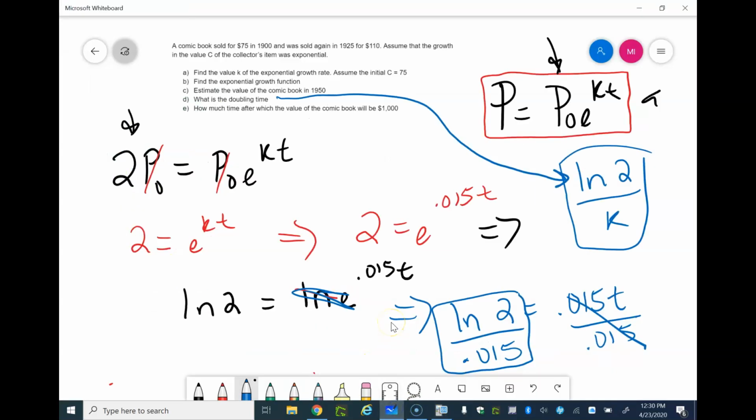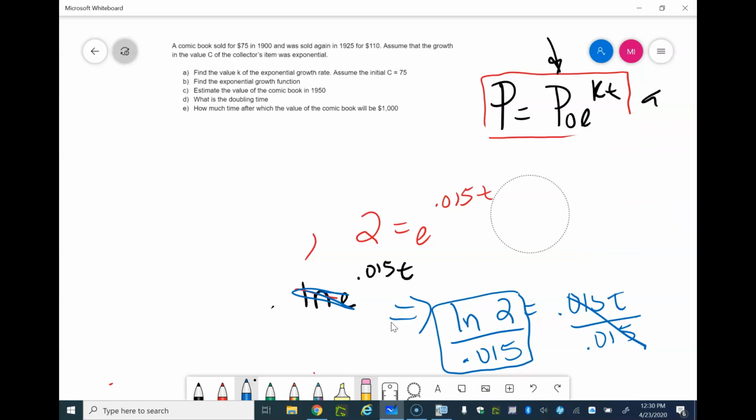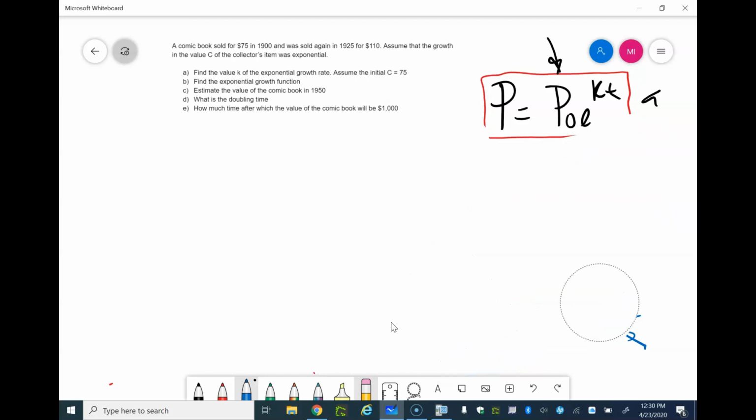The last one asks how long until the comic book is worth $1,000. So we're going to figure out how many years will go by until the value of this comic book is $1,000. Once again, put the ending result, 1,000, is what we're looking for.